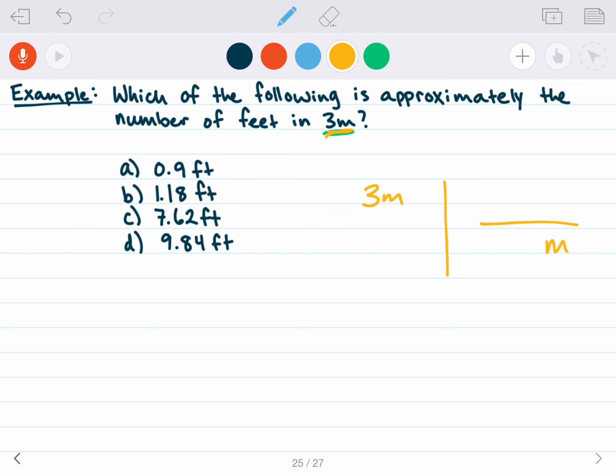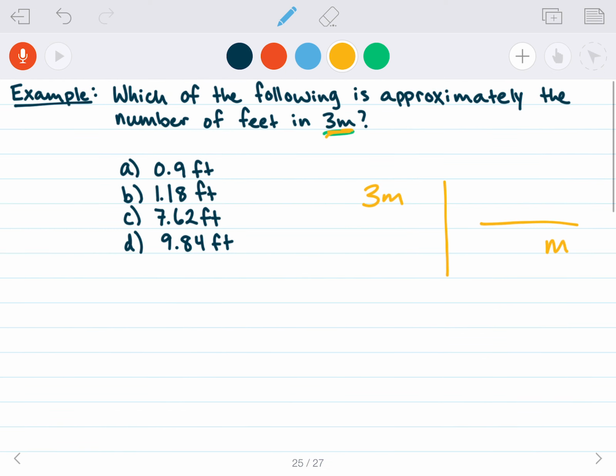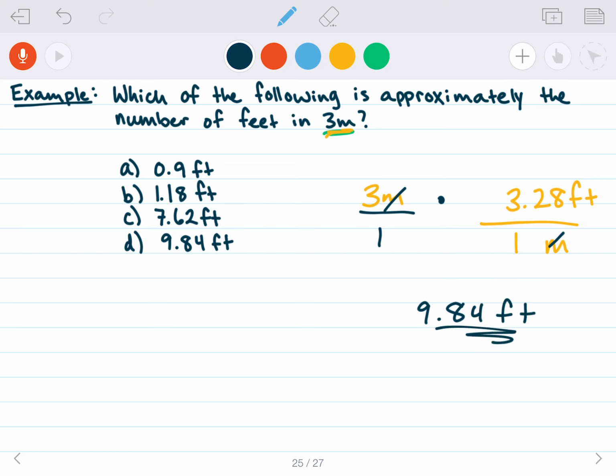Well, let's go back to our table. We have that 1 meter is 3.28 feet. That's our conversion. So 1 meter is equal to 3.28 feet. And now the multiplication, this is just multiplication here. These meters are going to cross divide each other out. Multiply straight across, I get 3.28 times 3, and that's 9.84 feet. Okay, so our correct answer choice here is D.